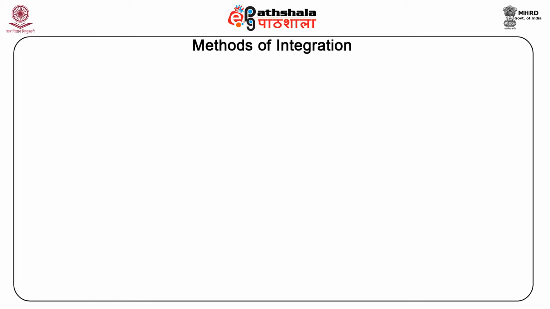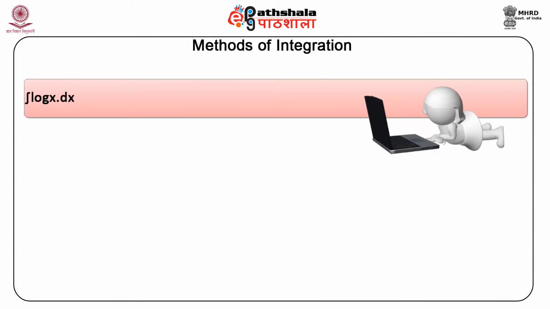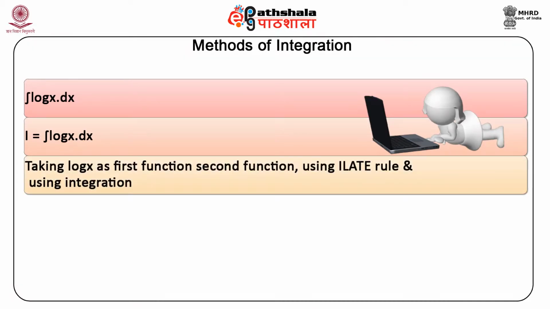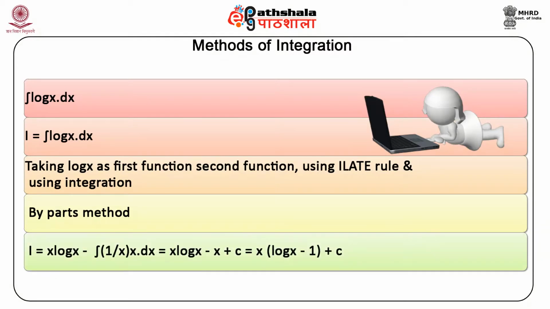Example, evaluate integration of log x dx. Let I be equal to integration log x dx. Taking log x as the first function and 1 as the second function, use the ILATE rule, that is inverse, logarithmic, algebraic, trigonometric, exponential, and by using integration by parts we get I is equal to x log x minus integration of 1 divided by x into x dx, which is equal to x log x minus x plus c, which is equal to x (log x minus 1) plus c.